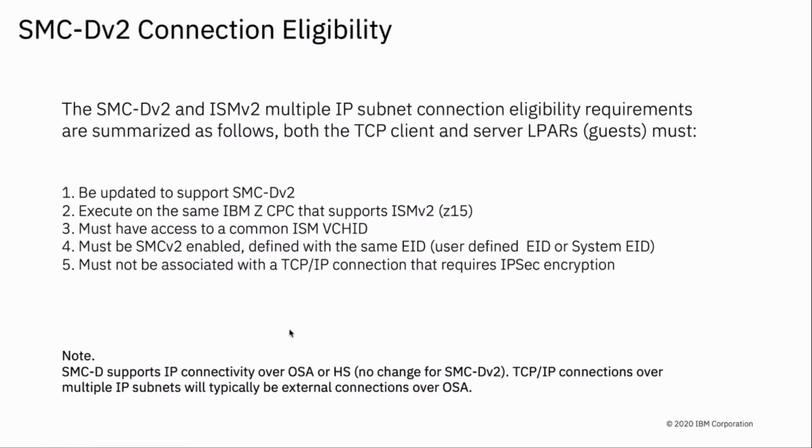Step 3, the 2 systems that we've updated have to have access to the same VCHID. So, of course, in order to communicate, you have to have the same internal fabric, just like HiperSockets, just like ISM. You still have to be on the same fabric, but you can now be on different IP subnets. And number 4, you must enable SMC version 2. And of course, now we all know how to do that. It's based on turning on either the system EID or defining at least one user EID. Again, when you do that, your system becomes enabled for version 2.